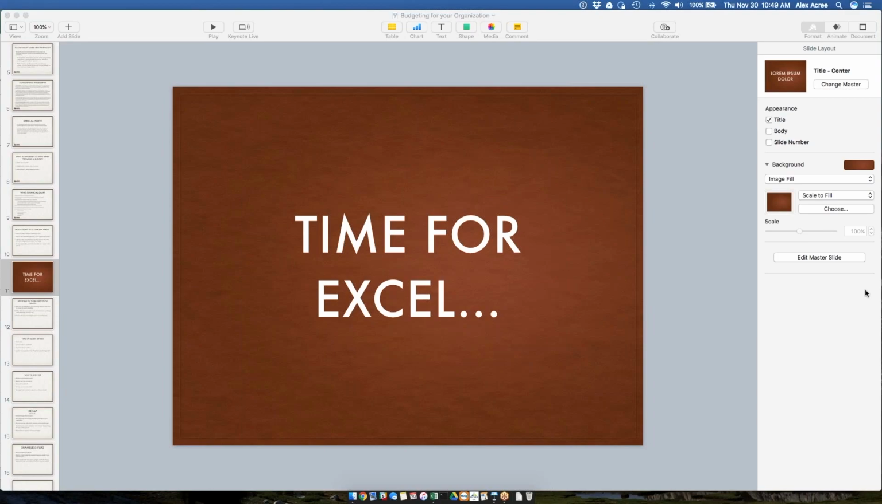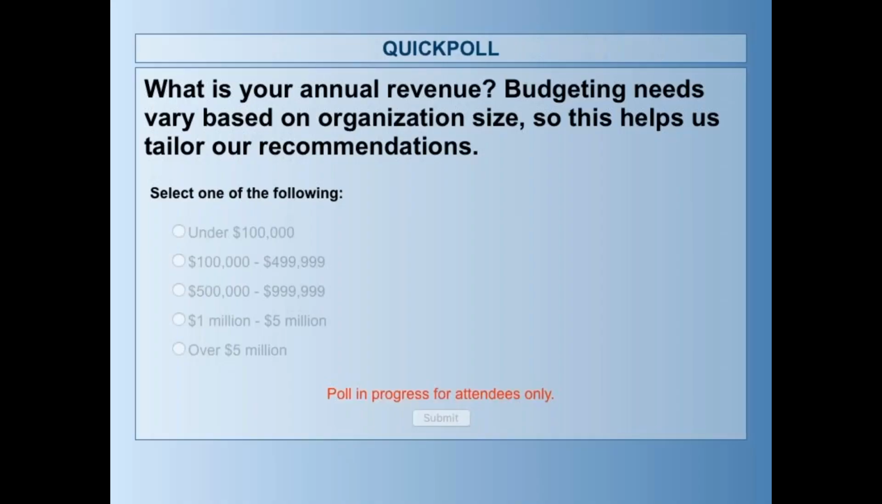This is the last poll for the day. What is your annual revenue? Budgeting needs to be very based on organization size, so this helps us tailor our recommendation. One of the following: under 100,000, 100 to 500,000, 500 to a million, 1 million to 5, and then over 5 million.